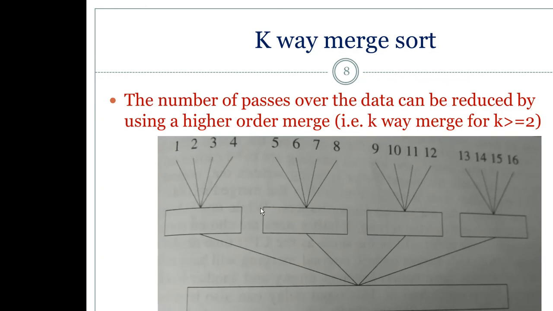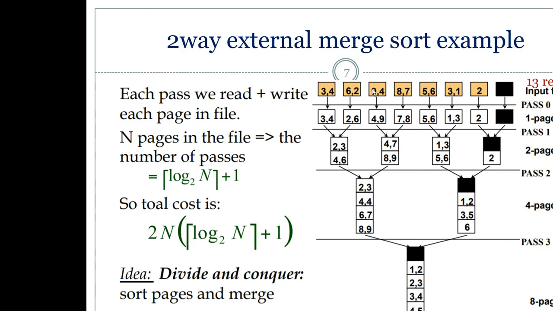Previously it was a two-way merge sort. If the value of k is greater than or equal to 2, then we call it a k-way merge sort. Why do we require a k-way merge sort algorithm? To reduce the number of passes. See the previous example, as it is a two-way merge sort example, the number of passes required is 4. But for the same example, if it is a 4-way or 5-way merge and so on, then it will reduce the number of passes.